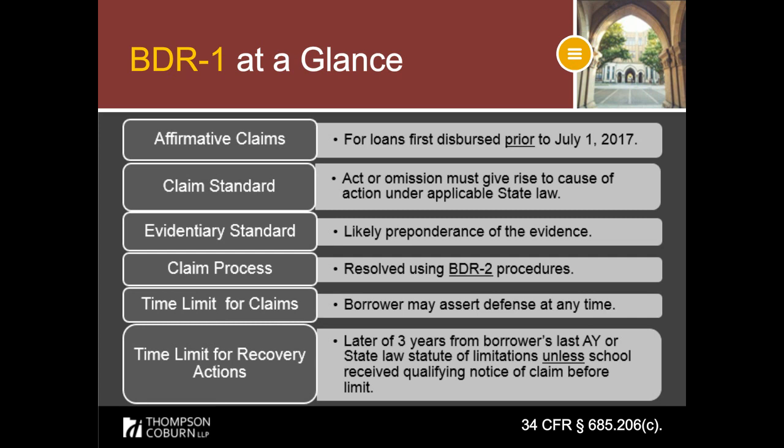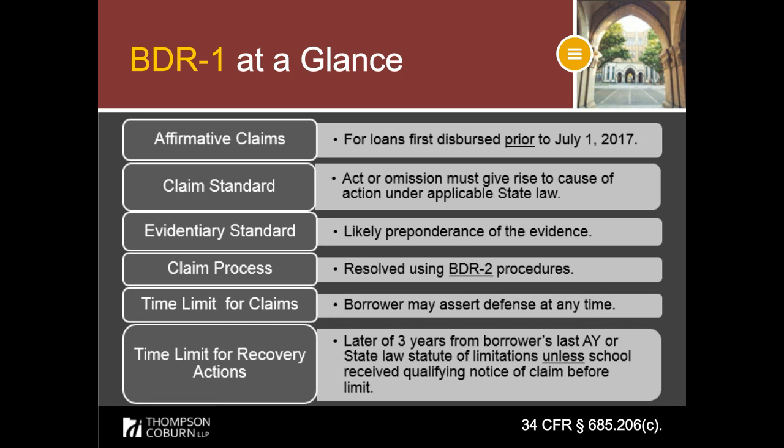I'll get to this idea of qualifying notice in a second, because that's a significant carve-out. But, setting that aside, there will come a point where all of the state statutes of limitations have run, and all of those borrowers who have loans first disbursed prior to July 1, 2017 have been out of school for more than 3 years, right? At that point, the ability to file a claim under BDR-1 will start to diminish greatly. And you'll see less confusion because fewer and fewer borrowers will have the availability to bring a claim under BDR-1.